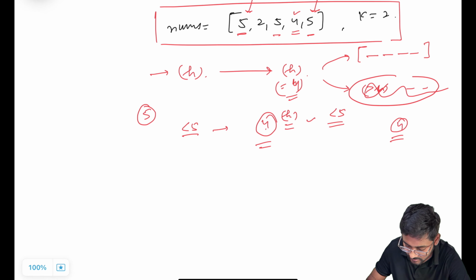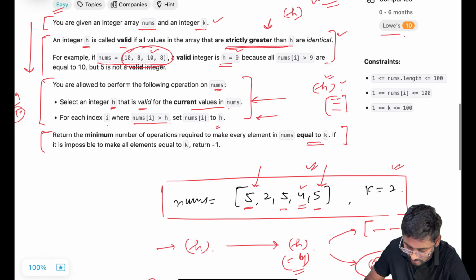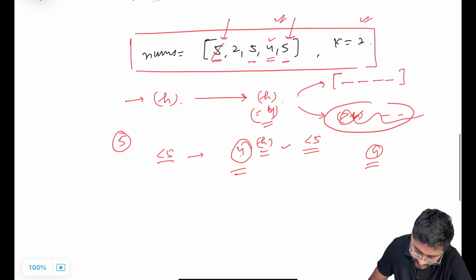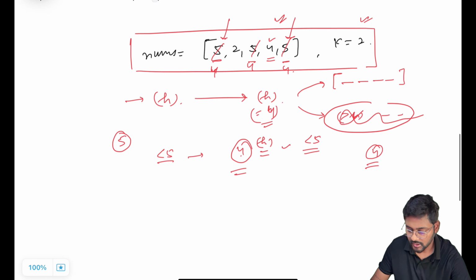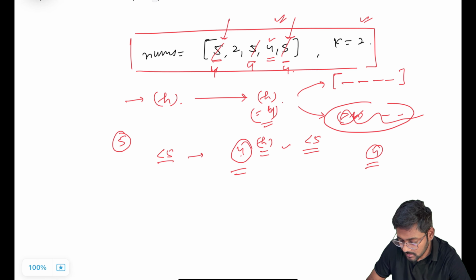Yeah. First step is done. Second step is convert all of these values to h. So 5 will become 4, 5 will become 4, 5 will become 4. And this is my first operation. In the first operation, I have removed the biggest element, in short.